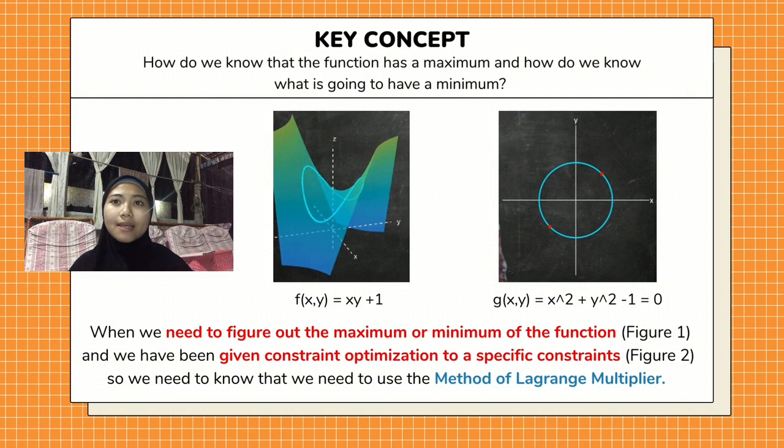And if it states that it needs to be on a particular curve and we are asked what the maximum and minimum of the function restricted to the curve is, then we need to figure out the maximum and minimum of the function, which is Figure 1, given a constraint optimization to a specific constraint, which is Figure 2. So we need to know that we need to use the method of Lagrange multiplier.